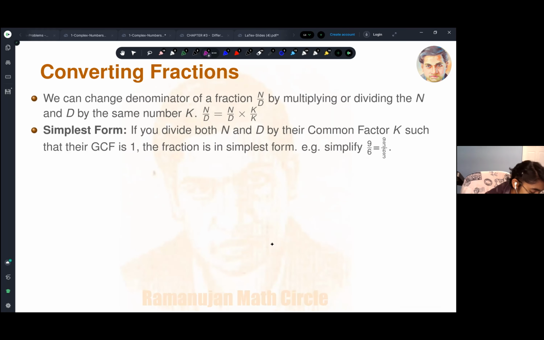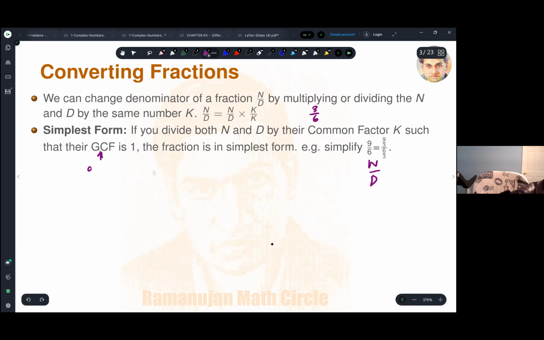Converting fractions. If you saw in the previous slide, we had the fraction 3/6. Now this is not the simplest form. The simplest form means that if you divide n and d by a common factor, the GCF of the numerator and denominator is 1. I know many of you are going, what is GCF? GCF stands for greatest common factor.